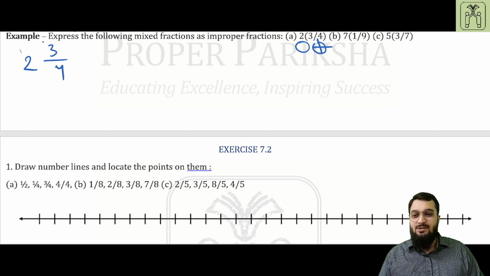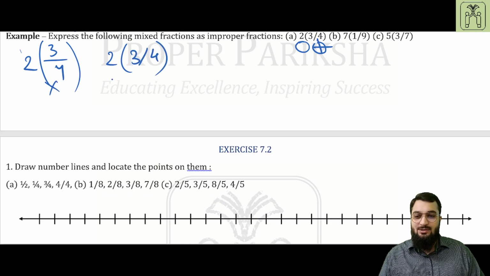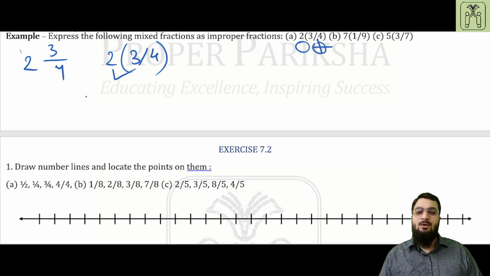That is another method. There will be no multiplication mark or nothing like that. But if it is written as 2 3 by 4, then it may be that it is written 2 into 3 by 4, but it will be written as 2 3 by 4, not like this. It will be written like this, or it will be written as 2 3 by 4. You understand? Okay. So 2 3 by 4, what do we do? Multiply, 4 twos are 8 plus 3, 11, and it will be 11 by 4.